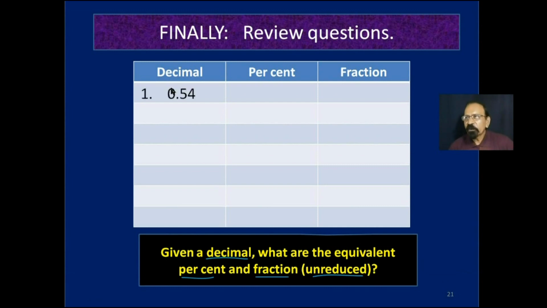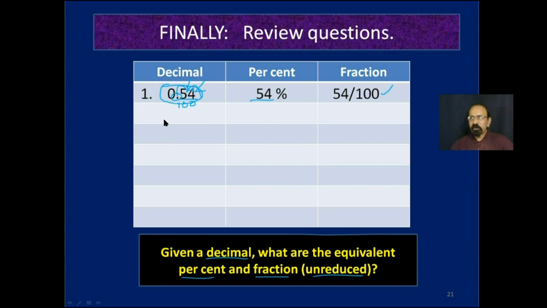So first, 0.54. What is that as a percent? Well, you multiply by 100, which means that you are going to shift this point 2 places to the right. So what do you get? 54%. As a fraction, you write back the 54, and for this point, you write a 1 and add 2 zeros, or you could say this 4 is in the 100 position, so you'd write 54 over 100. All right, that's the first one.